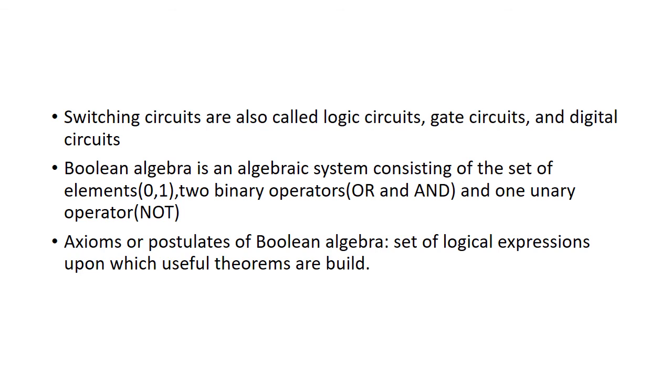Boolean algebra is an algebraic system consisting of a set of elements 0 and 1. It contains two binary operators which are OR and AND, and one unary operator which is the NOT operator or NOT logic gate. Axioms and postulates are available in Boolean algebra, which are a set of logical expressions upon which useful theorems can be built.